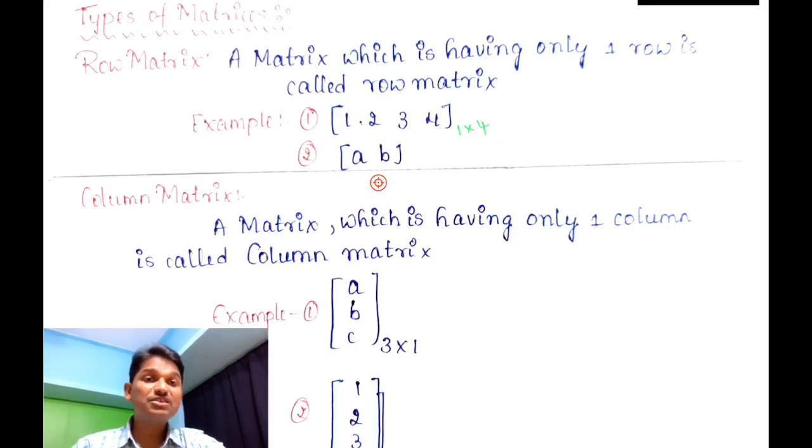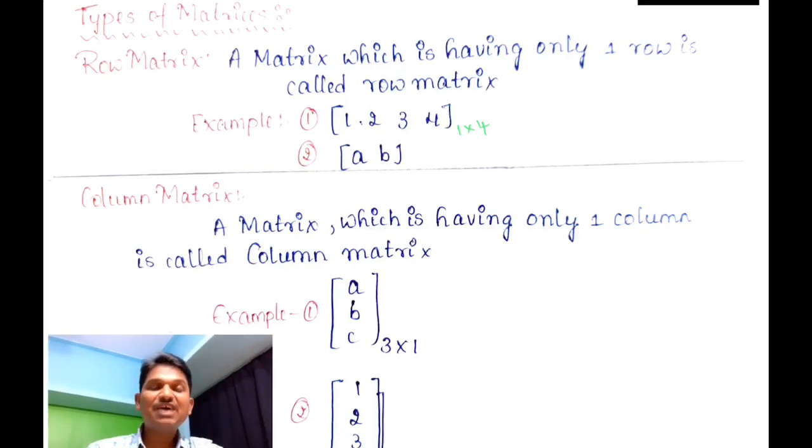What is order of this matrix? 1 row, 2 columns is there. Order of this matrix is 1 by 2. What you understand? A matrix which is having only one row is called a row matrix. I hope you understand. Simple definition only. Next definition, column matrix.